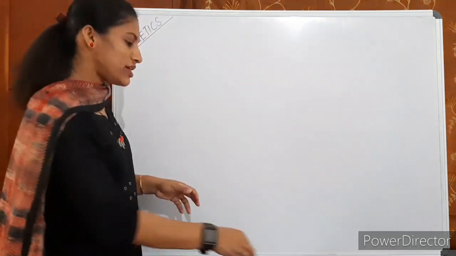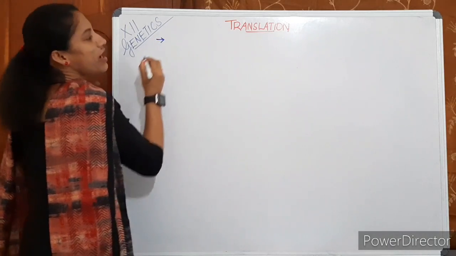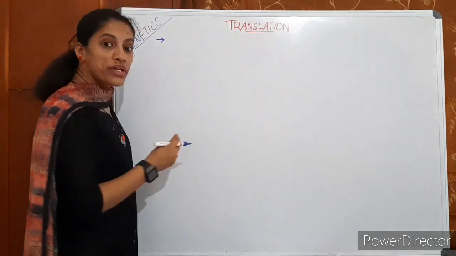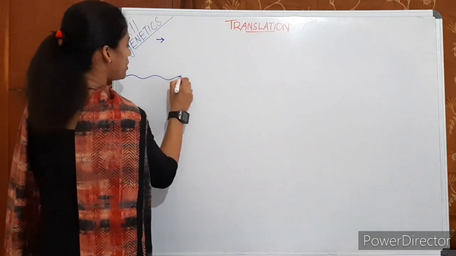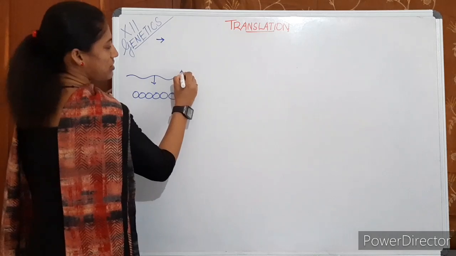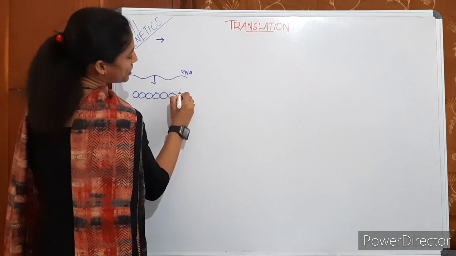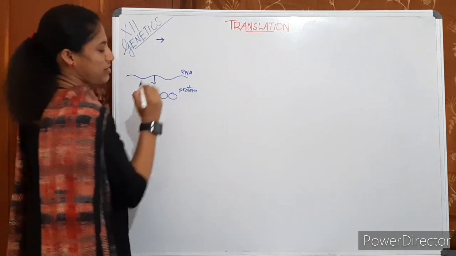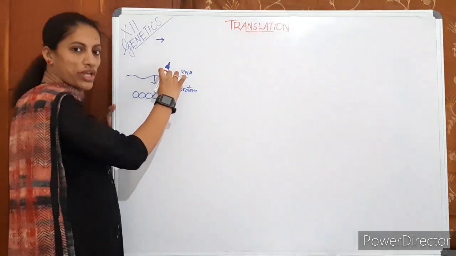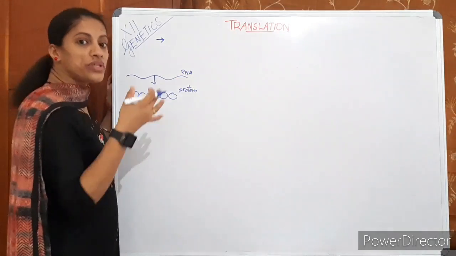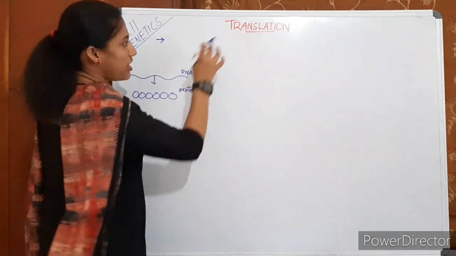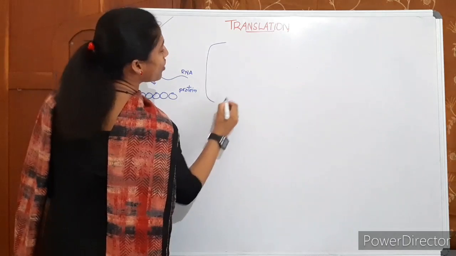Come to the topic of translation. As a preliminary step, what are the requirements of translation? Translation is where mRNA is copied to a chain of amino acids. The transfer of genetic information from RNA to protein is known as translation. For that, the first requirement is an mRNA. In the last class we discussed how it is copied, by transcription.